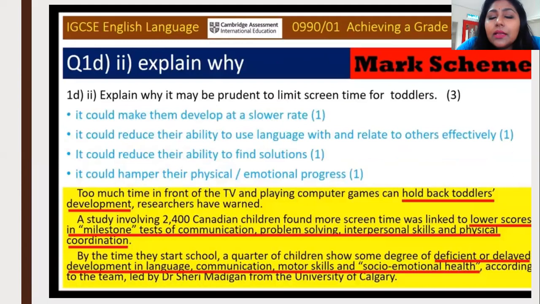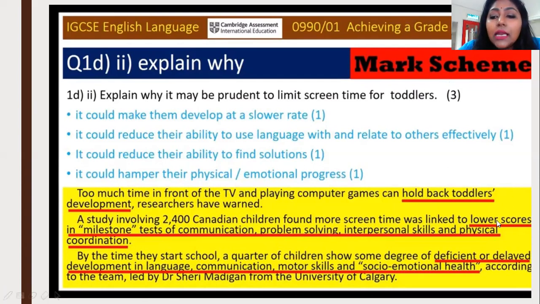Great. And the last part of question 1 would be an explanation kind of question, where it requires you to explain why it may be prudent to limit screen time for toddlers, for example, and you've been given 3 marks for this question. So you need to explain generally, explaining in your own words. So according to this text, the reason why we need to limit screen time for toddlers would be that it holds back toddlers' development. So here you can change it to, it could make them develop at a slower rate.